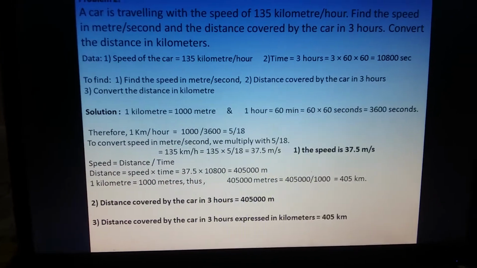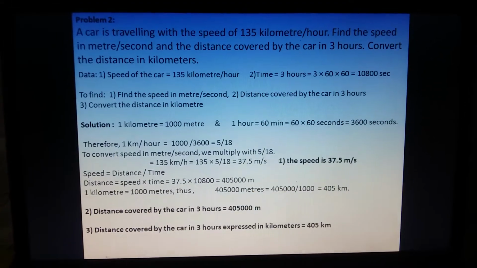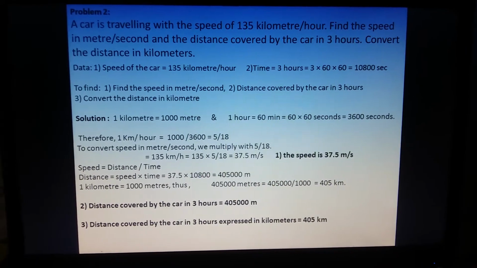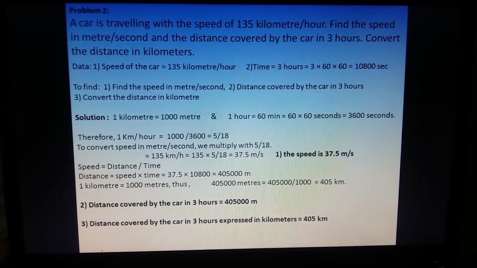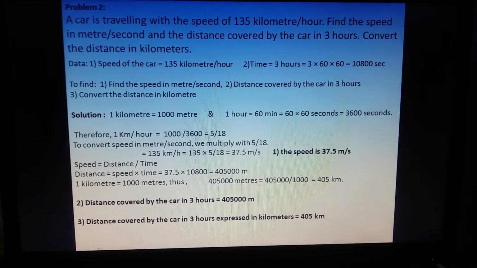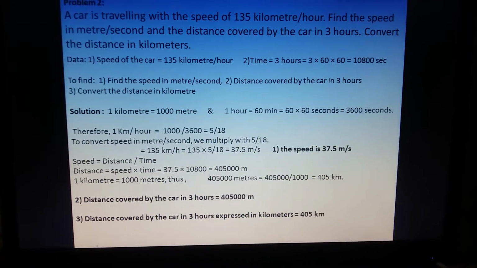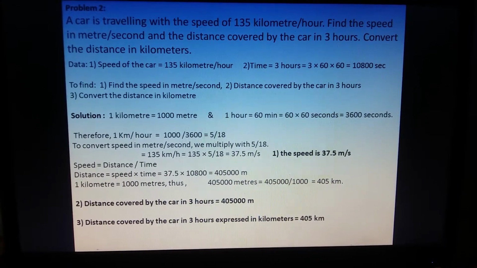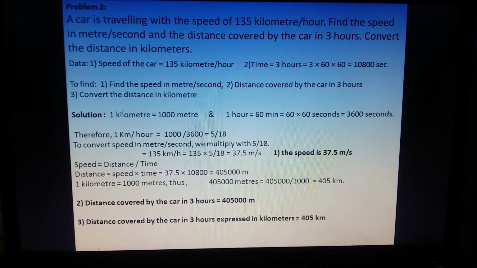Okay. Let us take another question. Problem number 2. Now a car is traveling with a speed of 135 kilometers per hour. Find the speed in meters per second and the distance covered by the car in 3 hours. Convert the distance in kilometers.